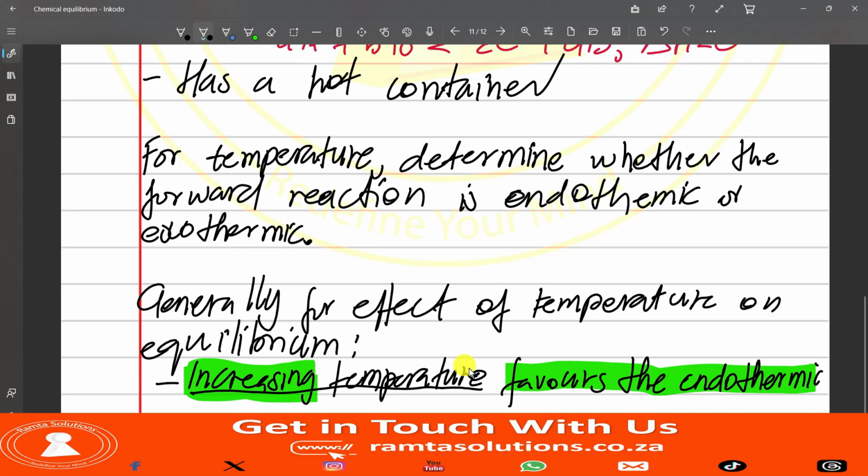Why? Remember, guys, when you increase temperature, you are providing heat. Your container will be hot for a moment, but recall that we are using Le Chatelier's principle. What does it say? The system will shift to counter the disturbance. So you are increasing temperature, and the system will shift to decrease the temperature. Remember, lower temperature, cold conditions, are endothermic conditions.